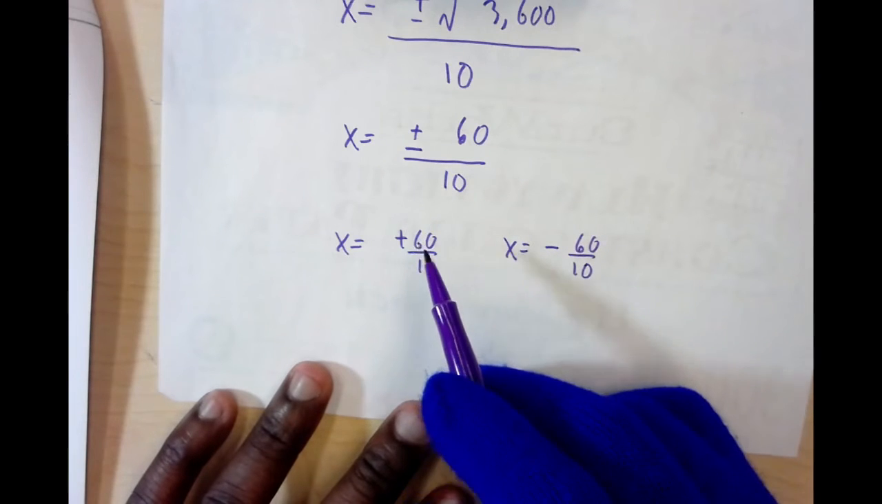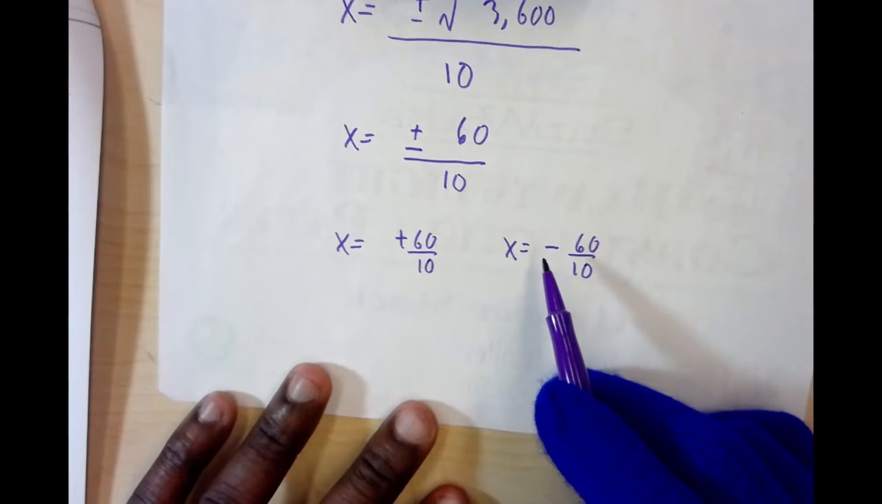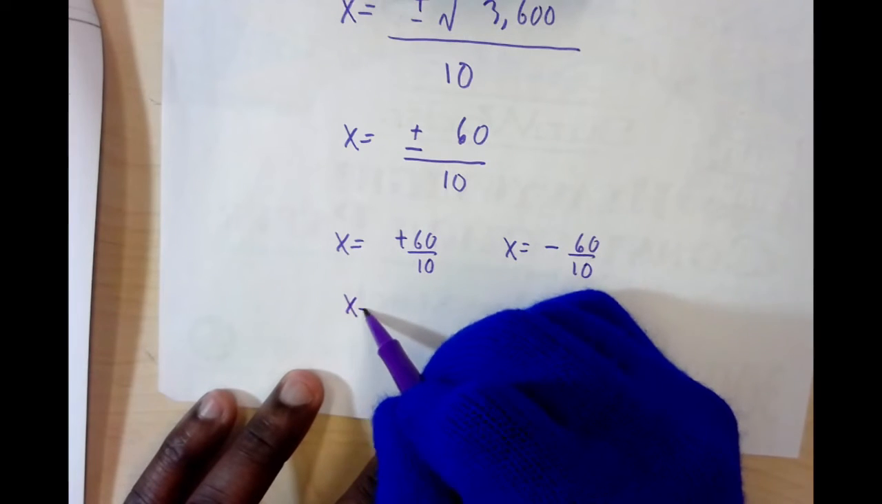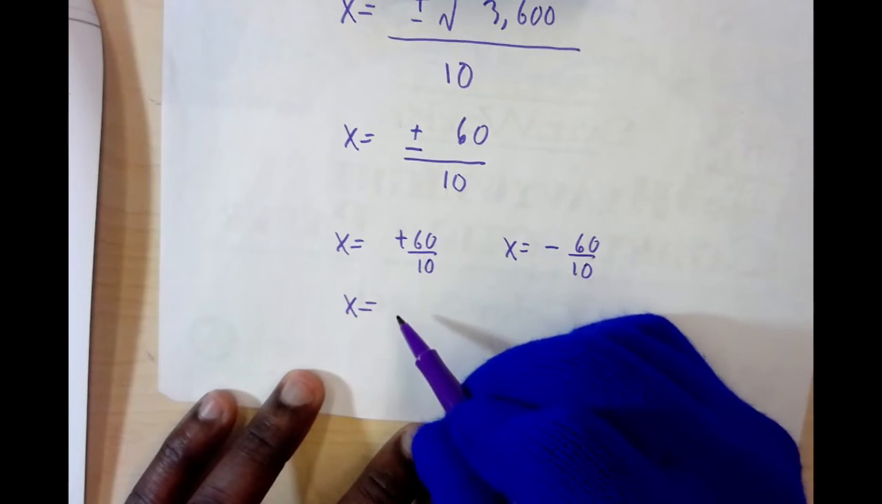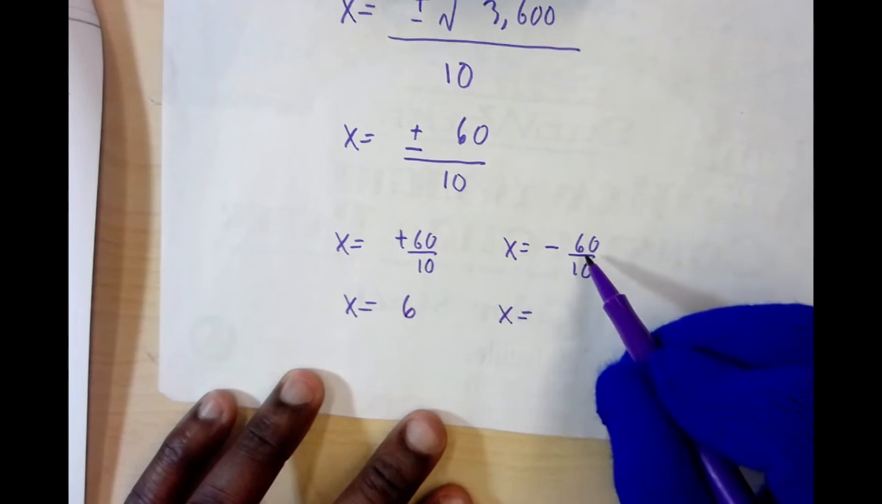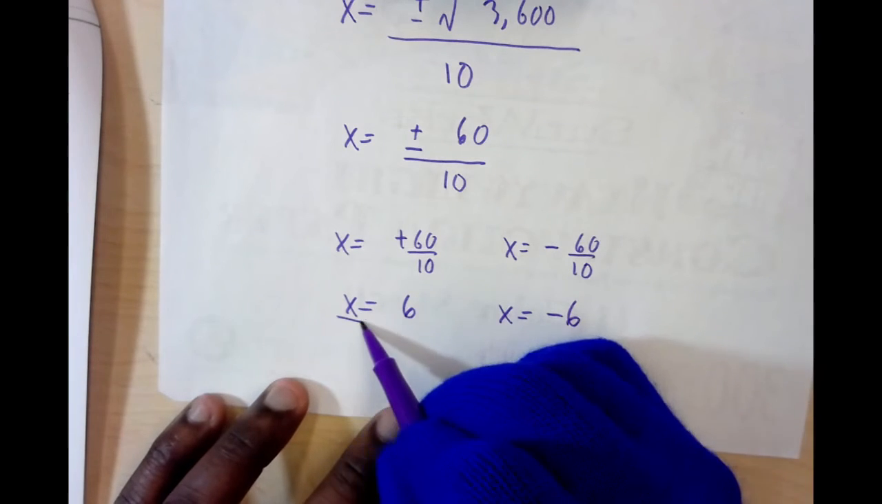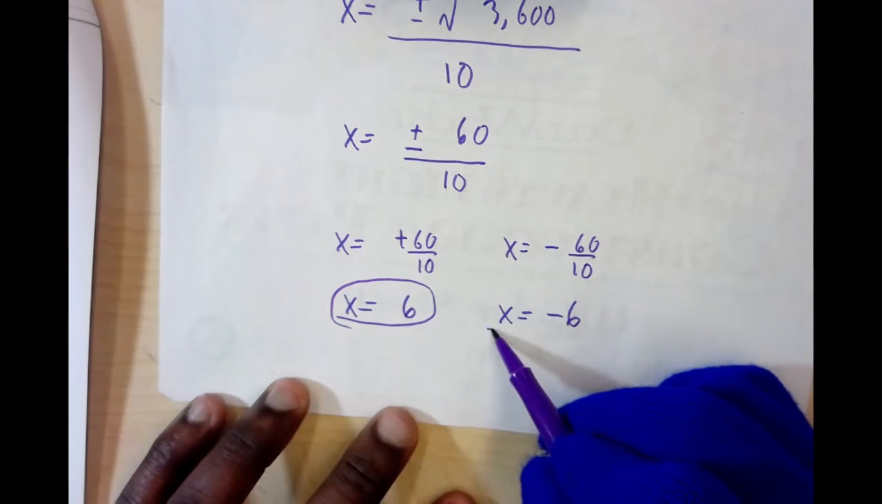It means when you get to the end of your answer, you're going to have two answers, one positive, one minus. So over here now, x is going to be equal to positive 60 over 10, which is going to be equal to 6. And then x is going to be equal to negative 60 over 10, which is going to be negative 6. So this actually would be your answer for solving algebraically and finding the roots.